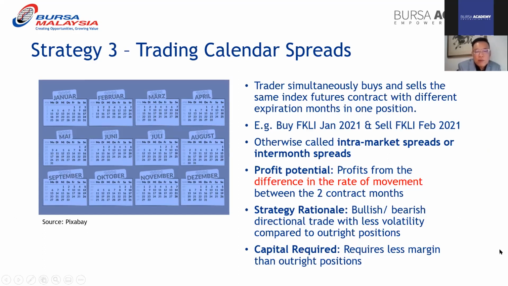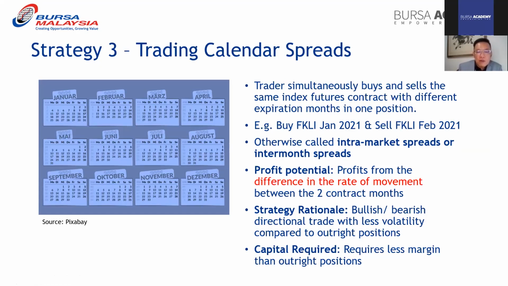Why do you do that? Why do you simultaneously buy one January and sell one February? There are other names for this kind of strategy. It's called intra-market spreads or intermonth spreads. Now, the strategy of trading calendar spreads is basically you want to trade and profit from the difference in the rate of movement between two contracts.